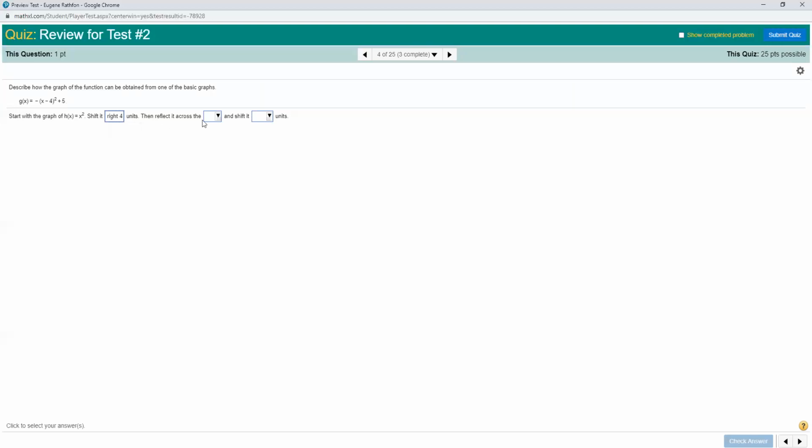Then it says reflected across the, that's what this negative is doing. And the only axis we're flipping anything across at this point is the x-axis. And then it says shifted blank units. So since that's a positive 5 at the end, it's going to go up 5. So they're just trying to mix the numbers up on these to see if y'all are going to pick the right, left or right, or up and down on them, okay? All right, so we would put that in and then move on to the next one.